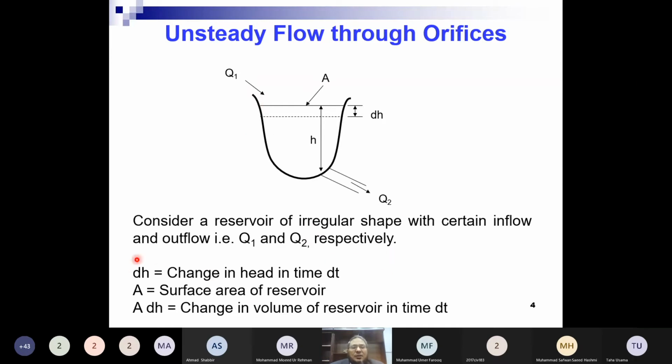I have already explained that dH is the change in head in time dt, and capital A is the surface area of the reservoir. Then what would be A times dH? This is the volume which has been lost by the reservoir in time dt. Or in simple words, the change in volume of the reservoir in time dt.